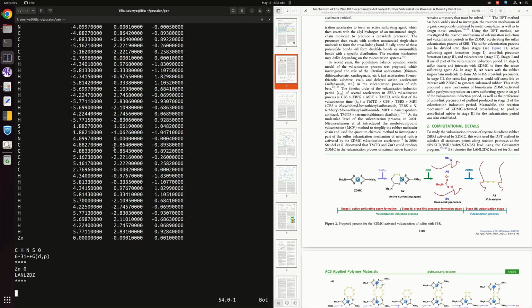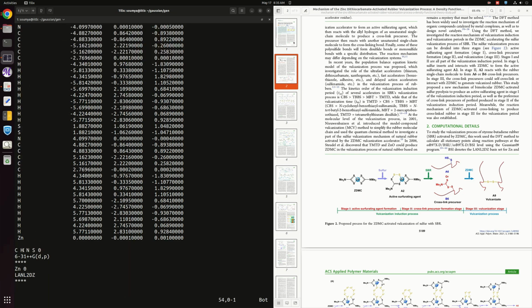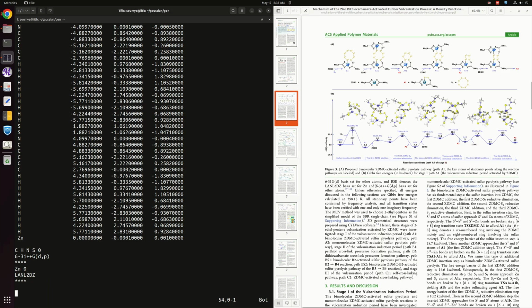Now if I go down, you see we have specified that this particular structure has a mixture of sulfur, nitrogen, carbon, hydrogen and zinc. For carbon, hydrogen, nitrogen and sulfur, we have provided the basis set 6-31+G(d,p), as mentioned over here. They mentioned this basis set for other atoms, and for zinc they took LANL2DZ.